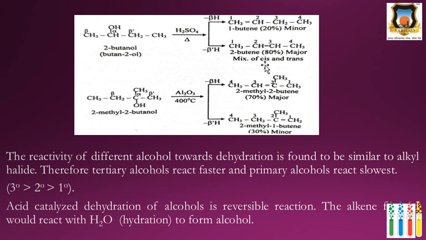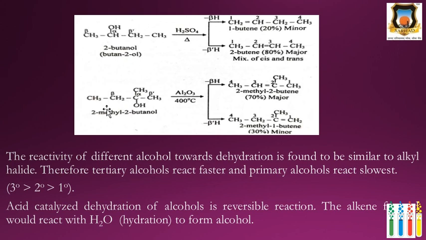The more stable alkene is formed as a major product. In an elimination reaction, the more substituted alkene is formed as a major product. Therefore, here 2-butene is formed about 80% because this alkene is more substituted, this disubstituted alkene, and in 1-butene it is monosubstituted because only one substituent is there, that is the ethyl group.